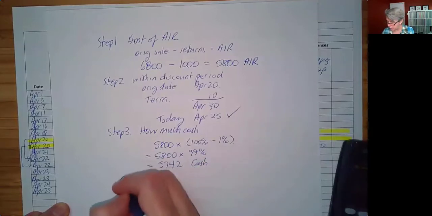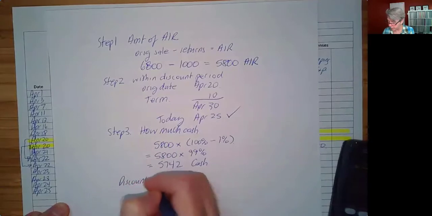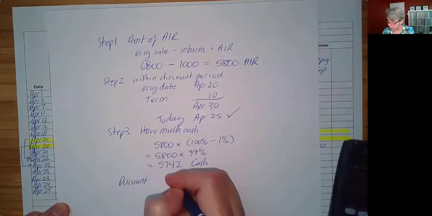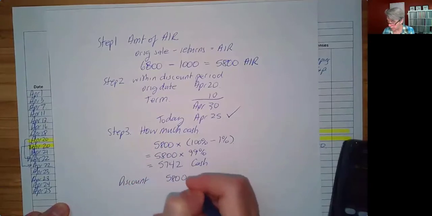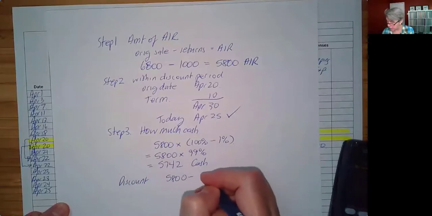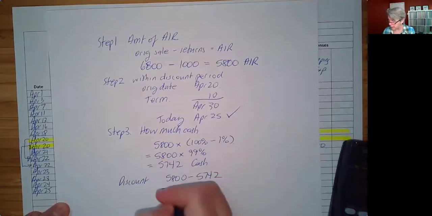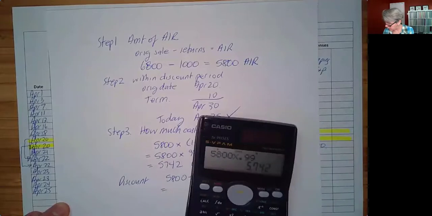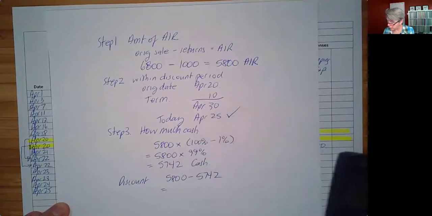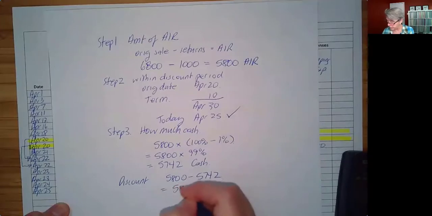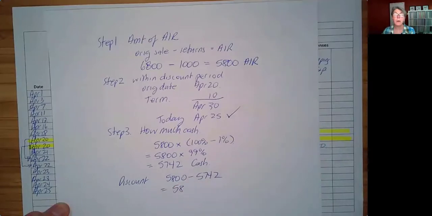Now I've got to look at the discount amount. That is the amount of AR, which is $5,800, minus the amount of cash that we will receive, $5,742. This is the amount of the discount. Amount of the discount, $58. So that's the amount of the discount. We've got all the information necessary to record the transaction.